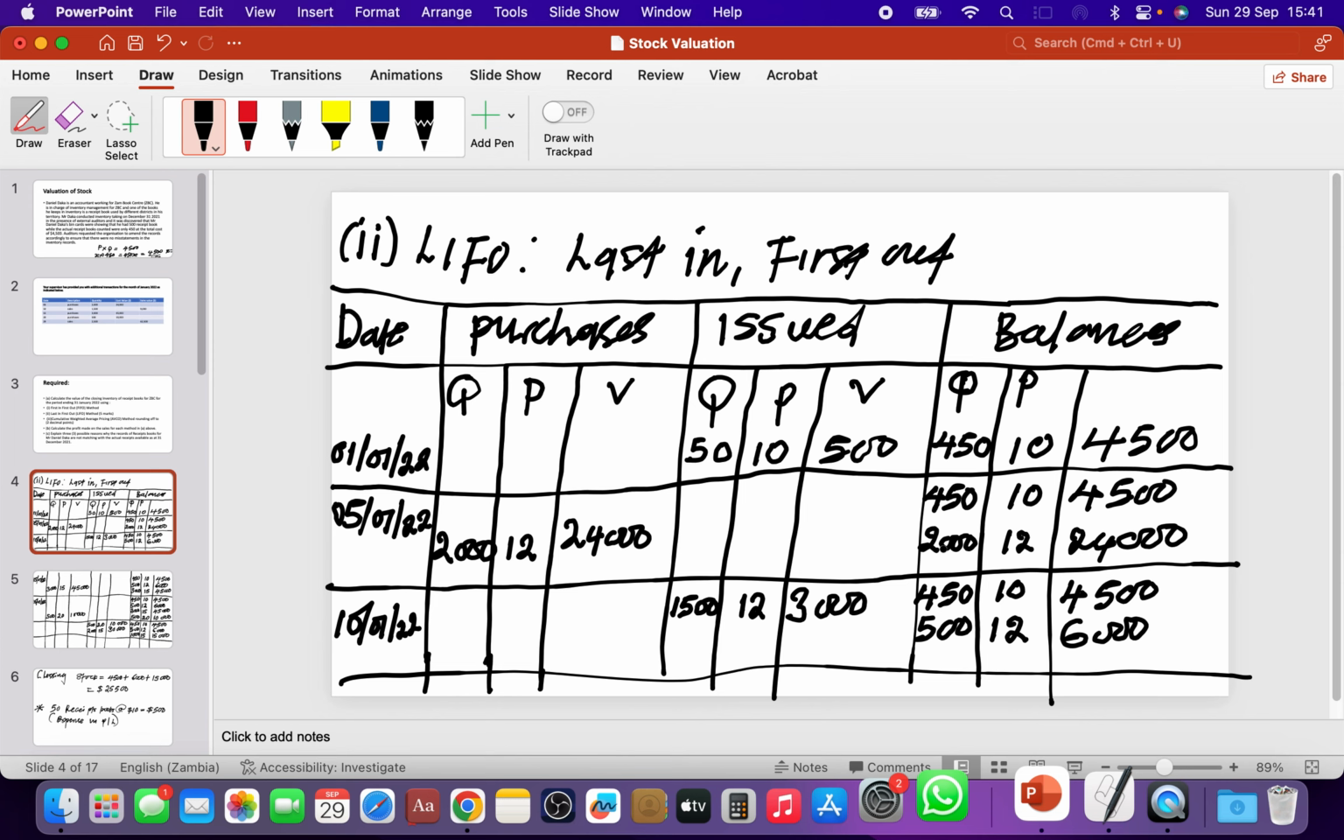Now, this is the stock that I have at hand. I've issued the 1,500 units from this batch. It therefore means that this batch here is still intact. I still have the 450 units at $10. From the batch of 2,000, I've issued out 1,500. It therefore means that I'm remaining with 500 units valued at $12. Great. I'm done with the transaction on the 10th of January 2022.